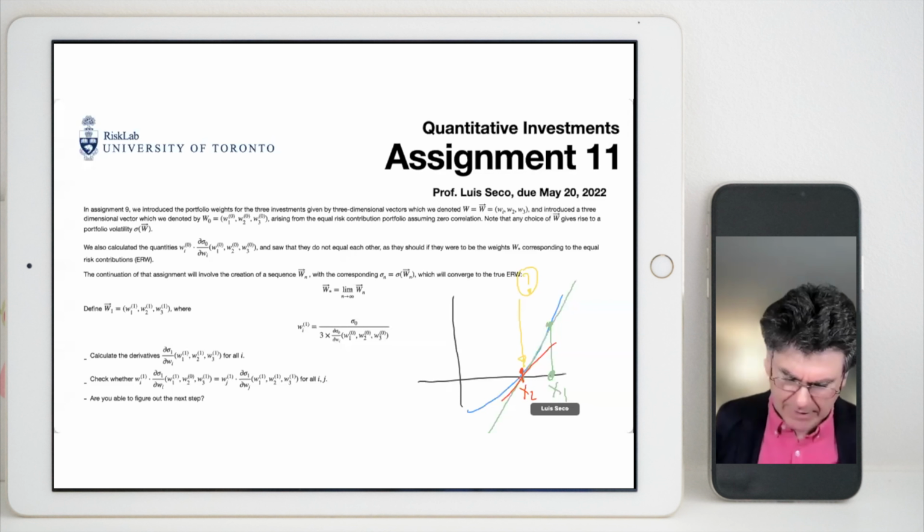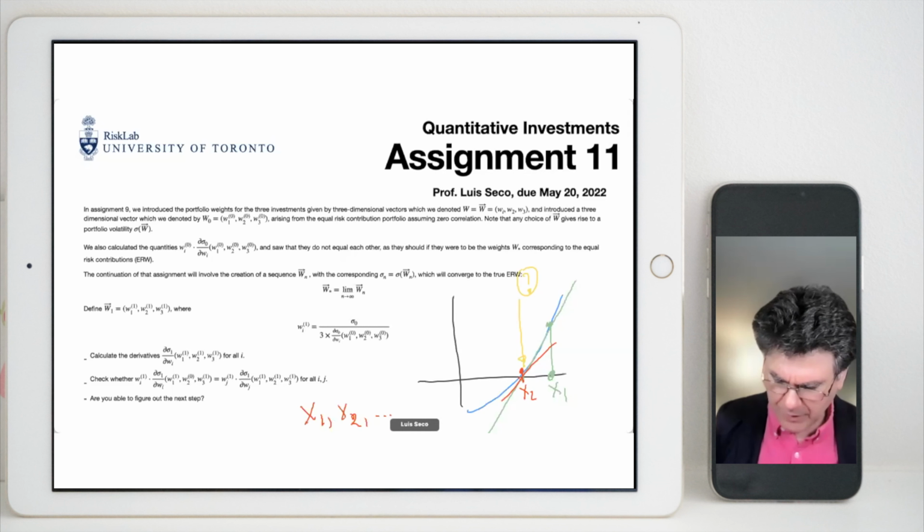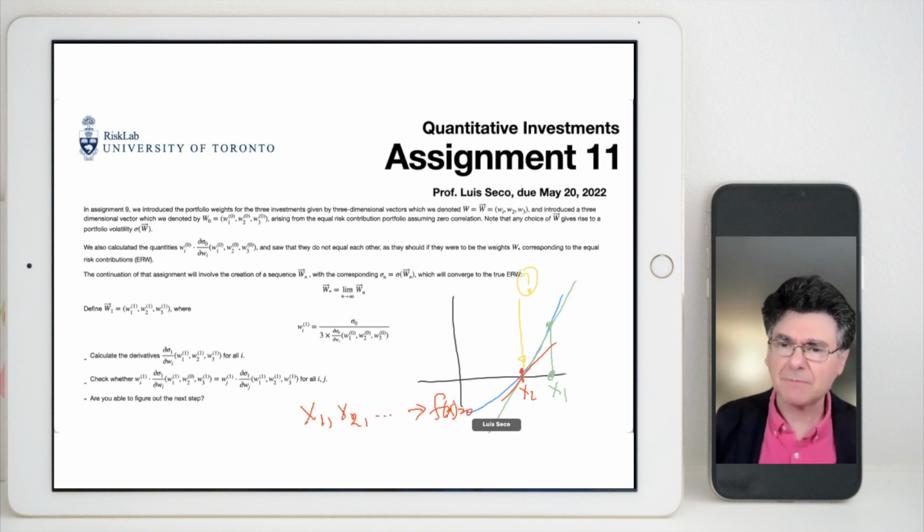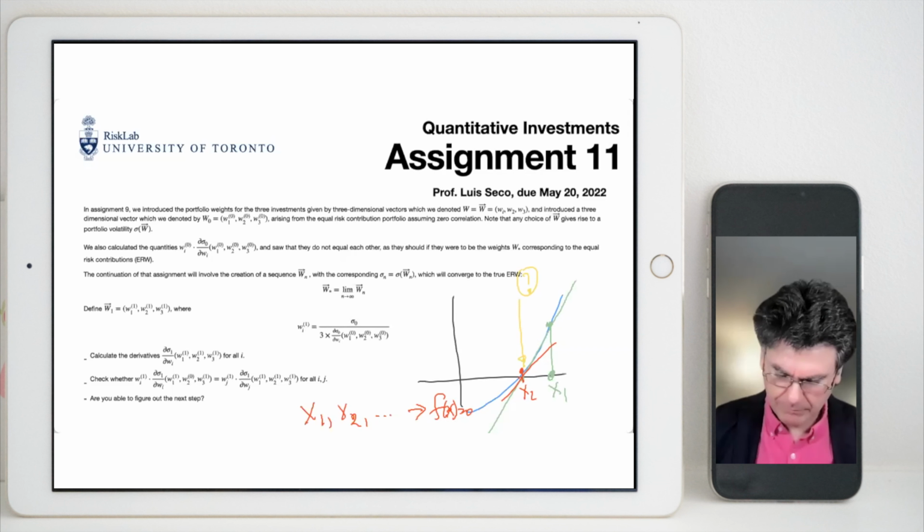And the idea is that the sequence that we build, x1, x2, etc., converges to the solution to that. That's what I'm doing. That's what you are doing.